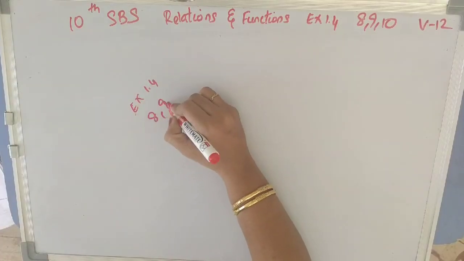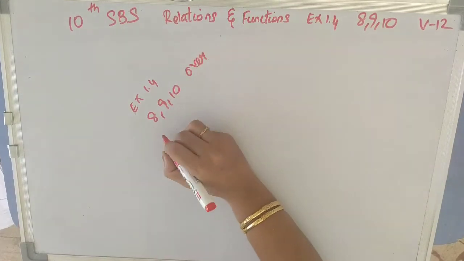Clear? So with this, exercise 1.4 problems 8, 9 and 10 is over.